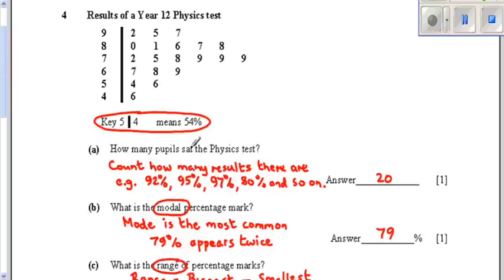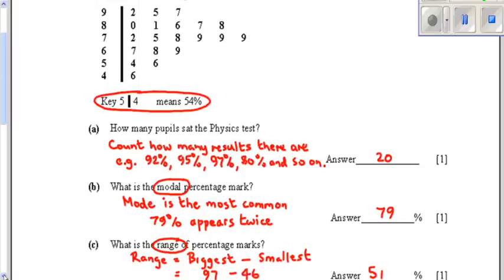So it says how many pupils sat the physics test. So really you need to count how many results there are. So you've got 92 is one result, 95 is another, 97 is another. So really you need to count all the numbers on the right hand side of that vertical line there, and when you count them all up, there's 20 results. So there's 20 pupils who sat the physics test.